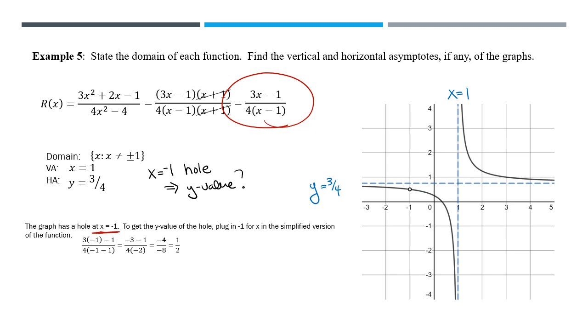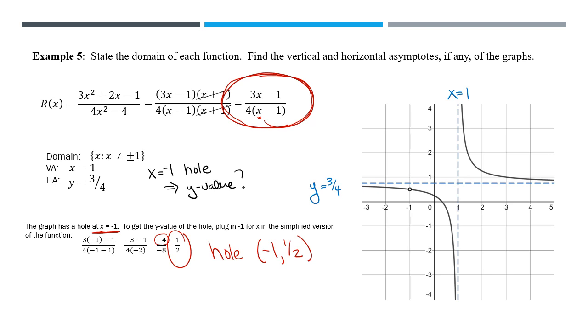So after you factored and canceled, go to that reduced form and plug in the x value. The graph has a hole when x is equal to -1, so we're going to plug in -1 for x into our reduced form. That's what I did down here. So 3 times -1 minus 1 gives us -4 in the numerator. I plugged in -1 for the x in the denominator. -1 minus 1 is -2. Then we divide, so -4 over -2... we'll get 1/2. So the hole, or the open circle, is when x is -1 and y is 1/2.